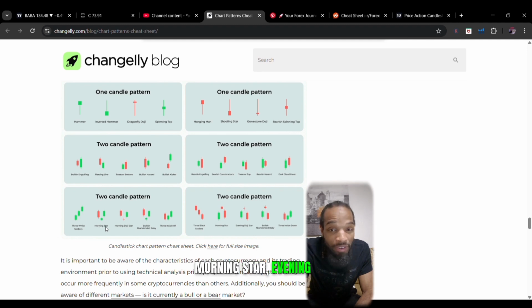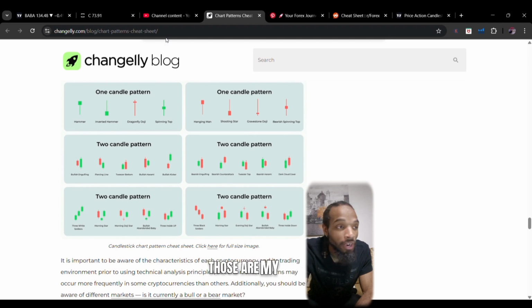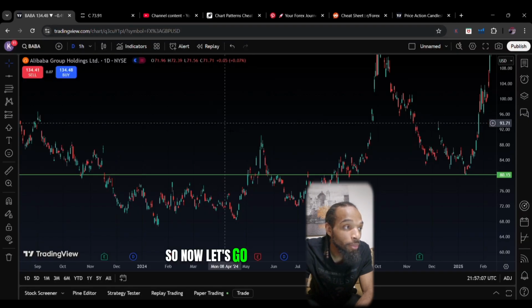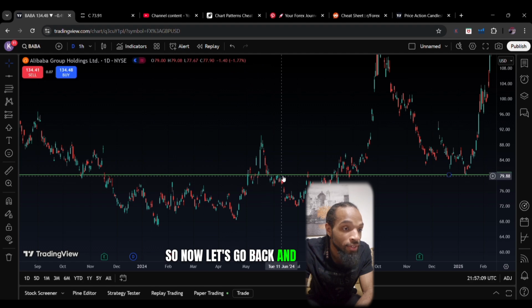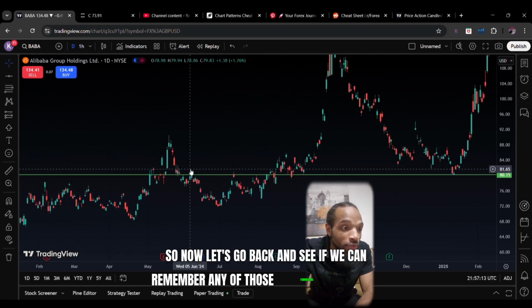Morning star, evening star. That's another one of my favorites. Basically, this is the same formation. This is just a doji candle right here. Favorite formations right here. I love these. I look for these all the time. And like I say, this is just a reverse version of it. I look for those all the time. Those are my favorite.